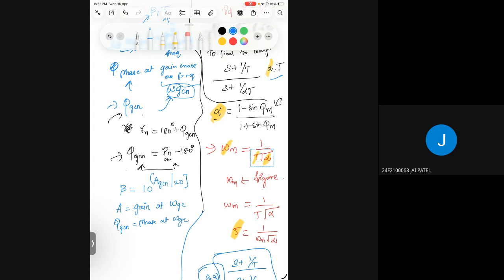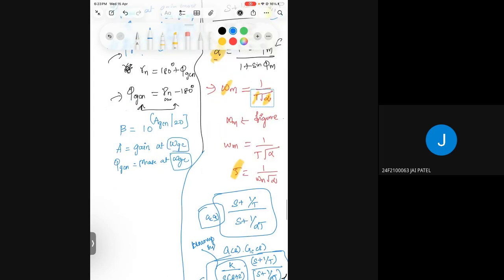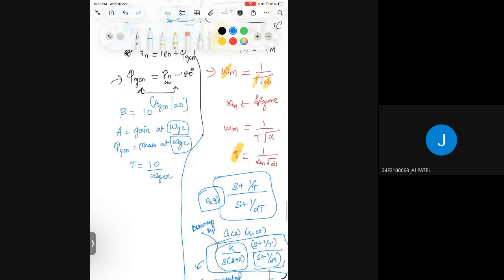So all you have to find is the gain crossover frequency. That's it. So gain crossover frequency occurs when phase angle is minus 180 degree. That's it. Now, this is the relation. Once you find AGCN, omega GCN, you will find AGCN, then beta. Then the relation between T and other stuffs is T is equal to 10 divided by omega GCN. So once you find omega GCN, everything will be answered.